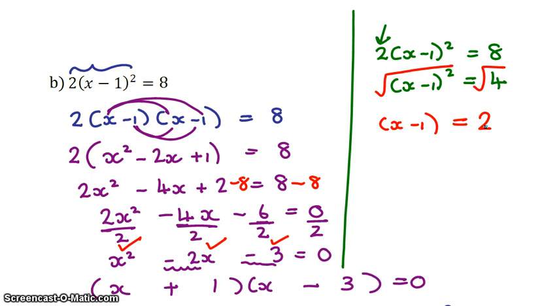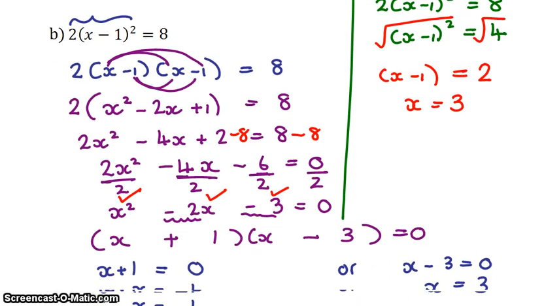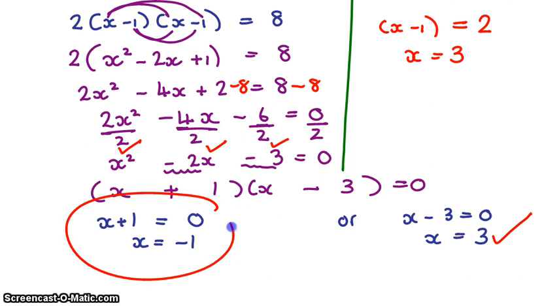And I've got a linear equation. How easy. So I add 1 to both sides, and I get x is 3. Now something's clearly gone wrong here, because x is equal to 3 is an answer, but where did that go? Why didn't I get x is equal to minus 1?